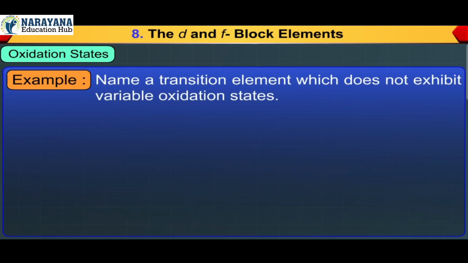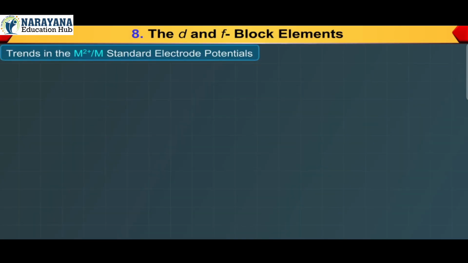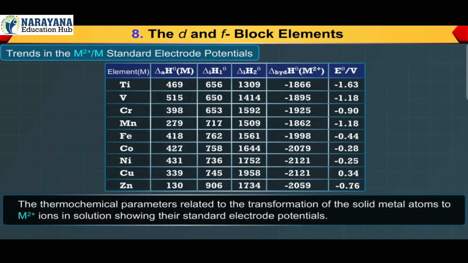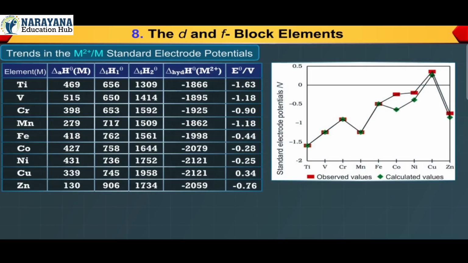Example: name a transition element which does not exhibit variable oxidation states. Solution: scandium, that is, Z equal to 21, does not exhibit variable oxidation states. Trends in the M2+/M standard electrode potentials, E standard. The thermochemical parameters related to the transformation of the solid metal atoms to M2+ ions in solution, showing their standard electrode potentials. The observed values of E standard and those calculated using the data of the table are compared in the figure.